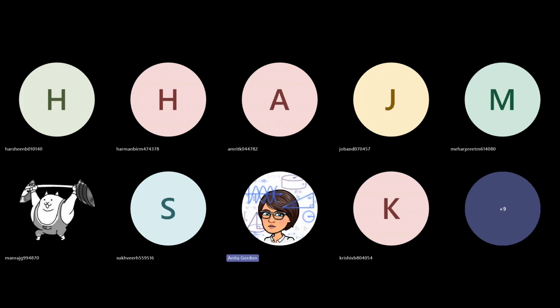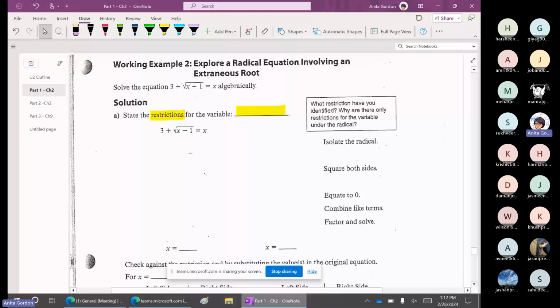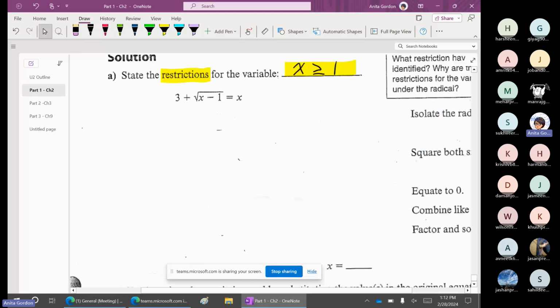All right, let's finish this one off together. What is my restriction here? Should x be greater than or less than? And what's a number that's my restriction? Greater than or equal to 1. Perfect. Okay, let's get to work.